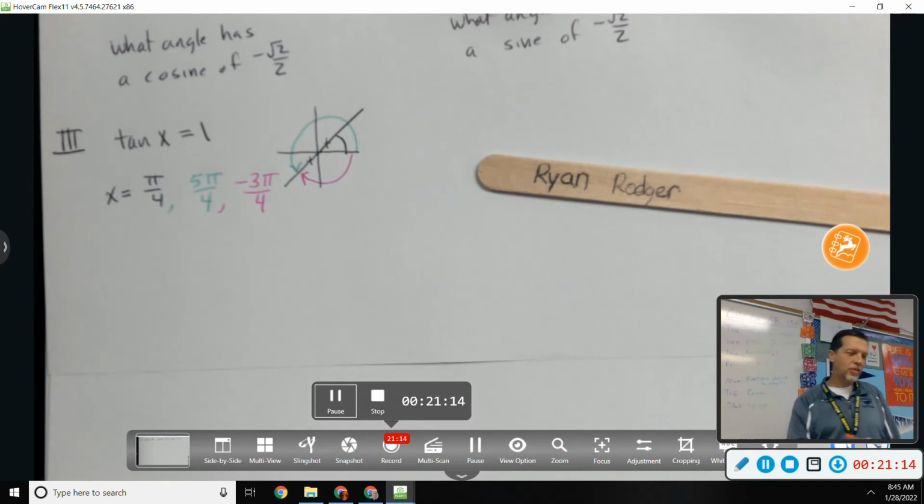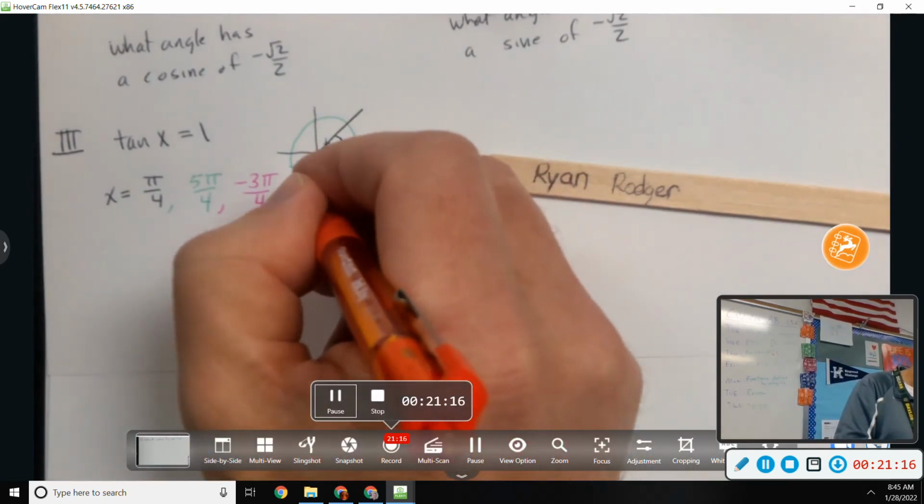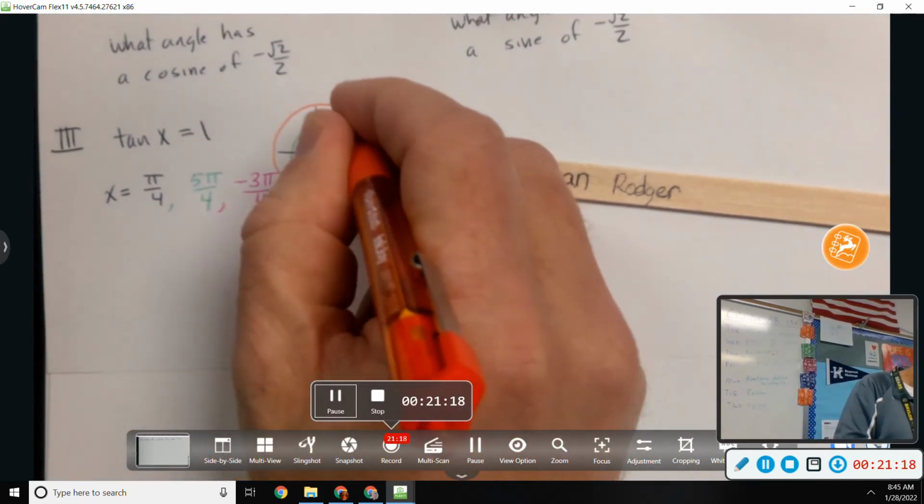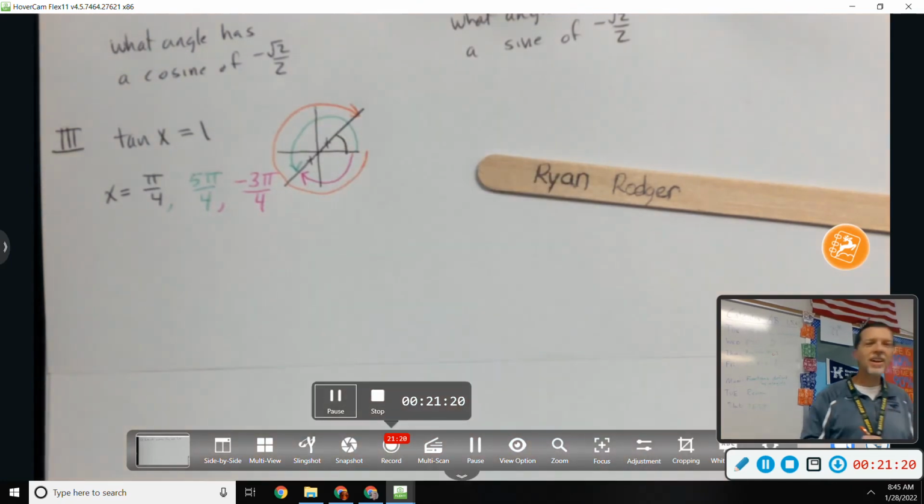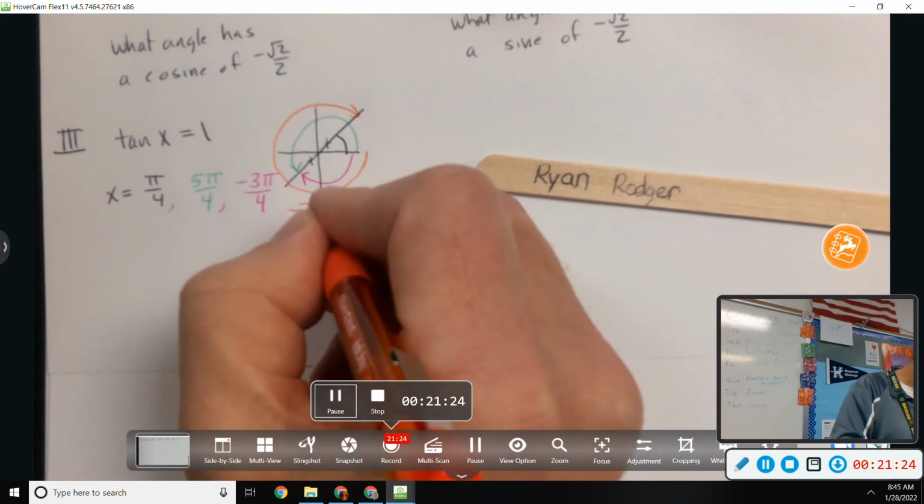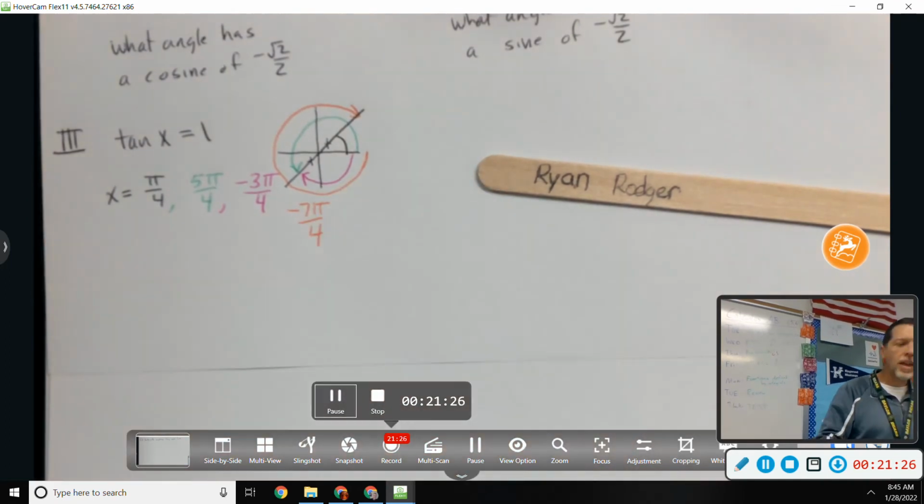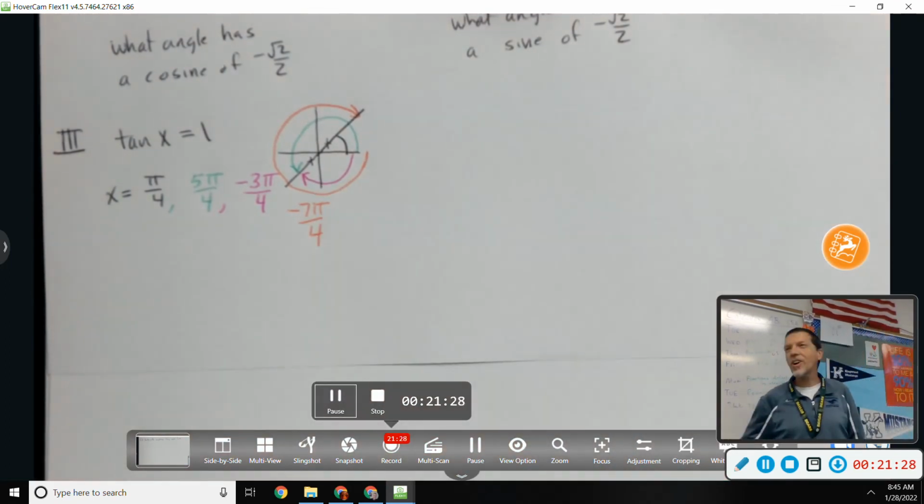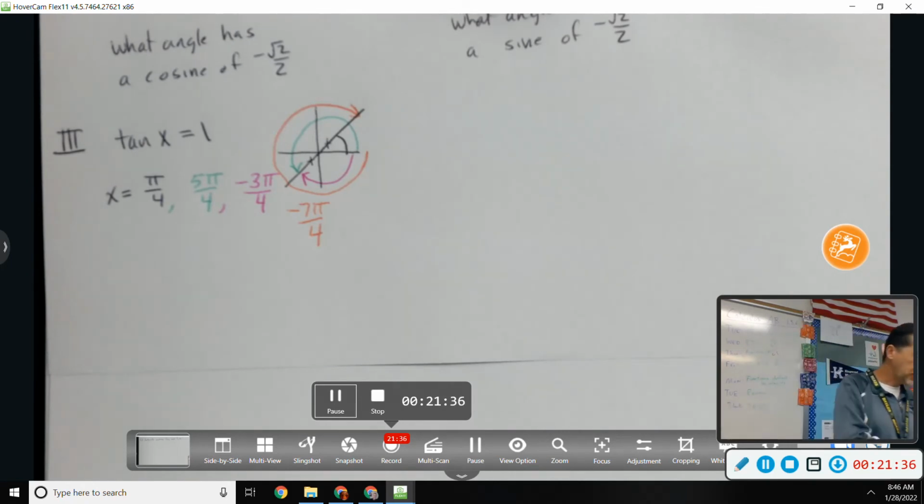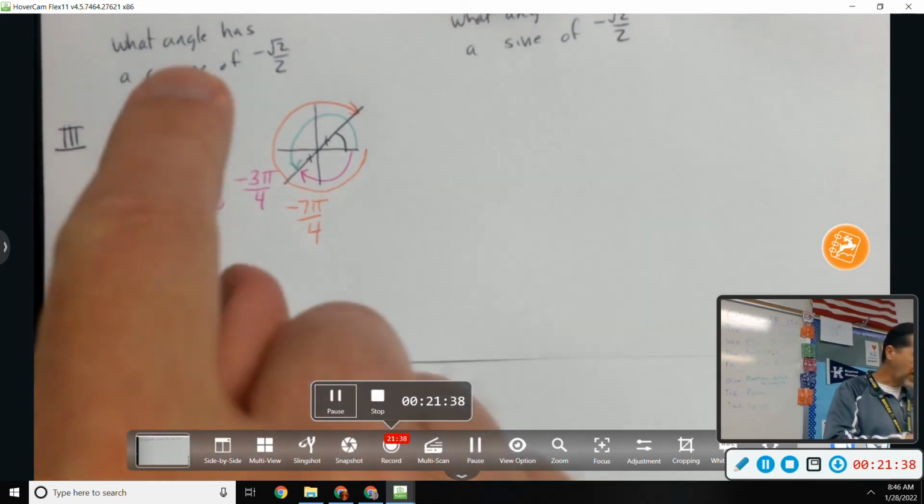Ryan, they left you the hardest one, I guess. What's that angle? Negative 7 pi over 4. How many other answers are there to this question? Infinite. Because we can spin around 500 times and then go pi over 4 and have an answer. So the equation has an infinite number of answers.